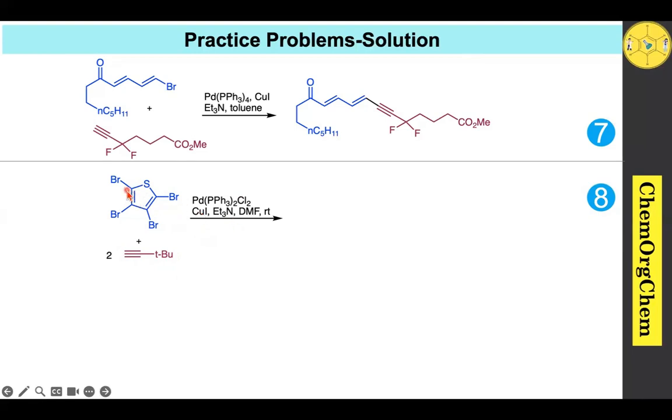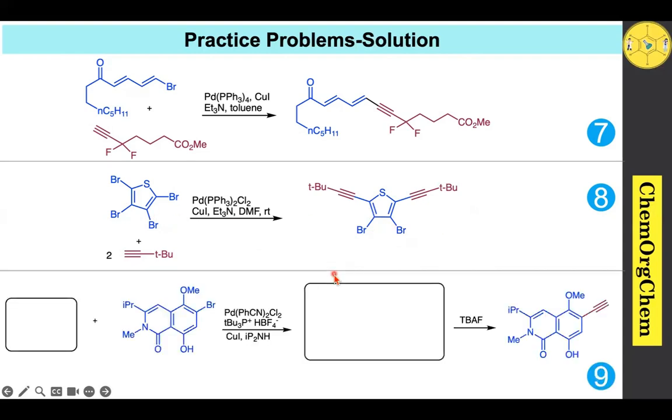Therefore, Sonogashira cross coupling takes place at the second position as well as the fifth position to produce this corresponding product. Let's move on to our ninth problem. Here we are asked to find the starting material for this reaction as well as the intermediate for this reaction.